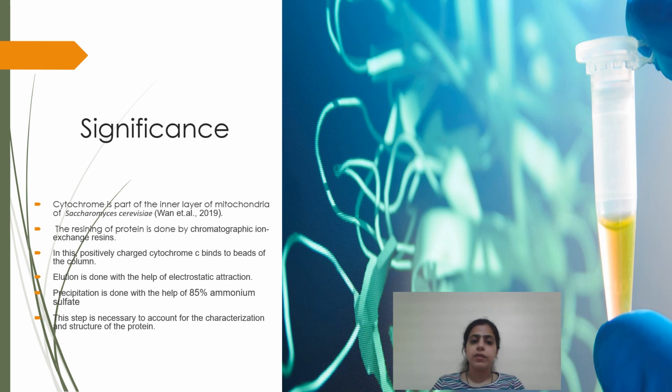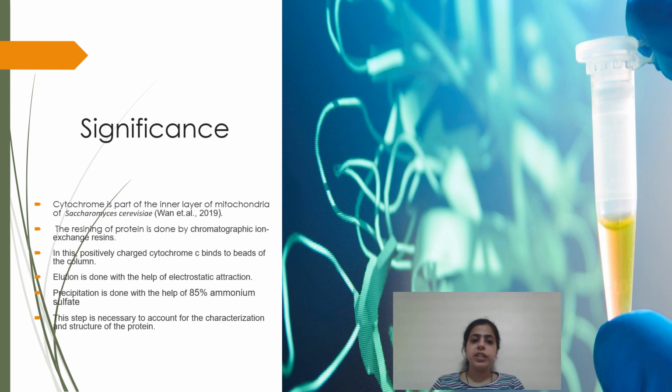First is lysis of the yeast cell. Second is washing. Third, elution of cytochrome C. Fourth one is protein precipitation with ammonium sulfate. Fifth, cation exchange chromatography. Sixth is protein characterization by UV visible and the Bradford assay. And the last is SDS-PAGE.